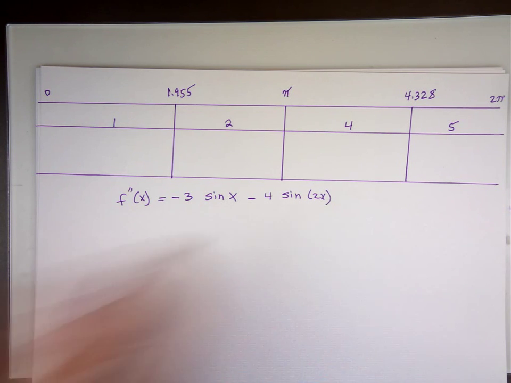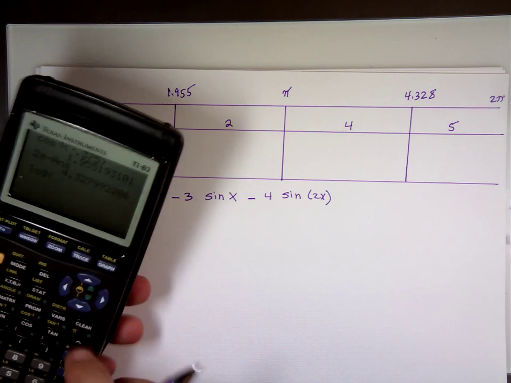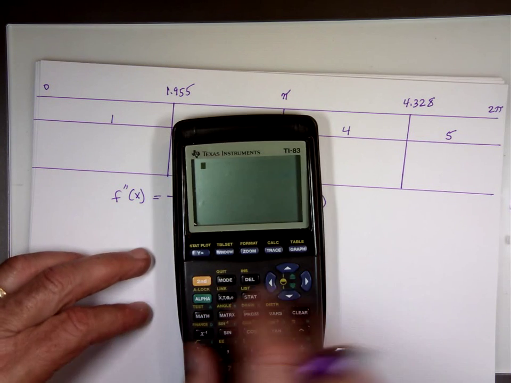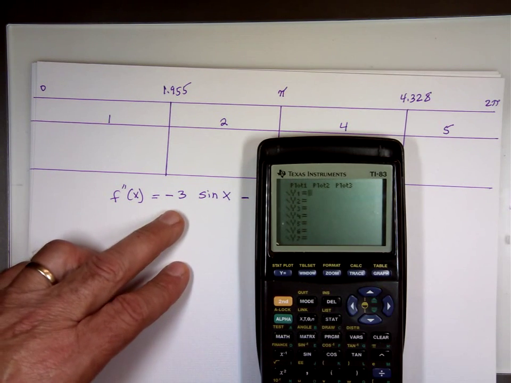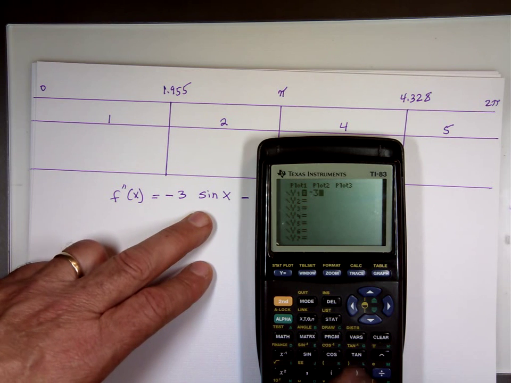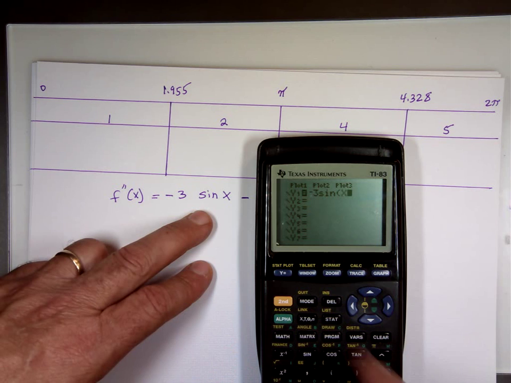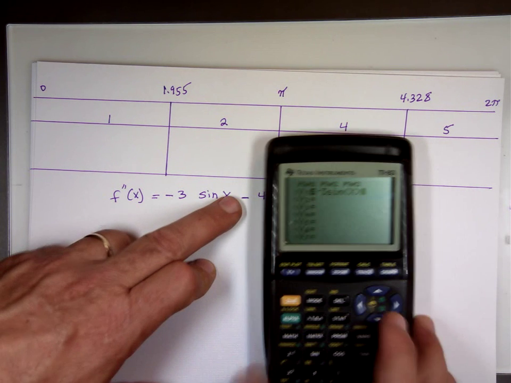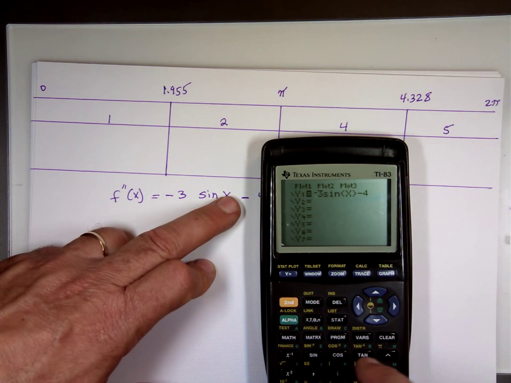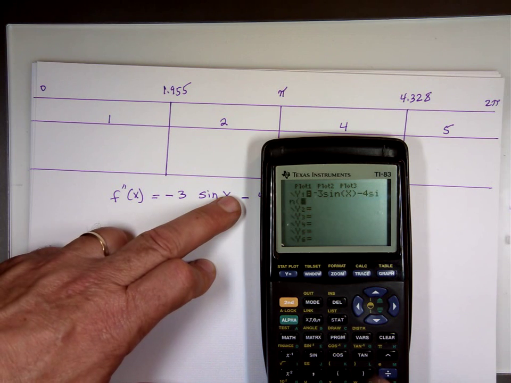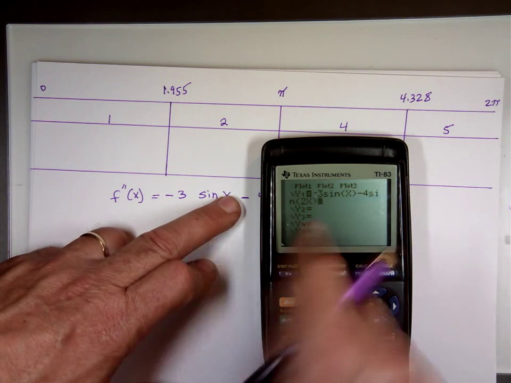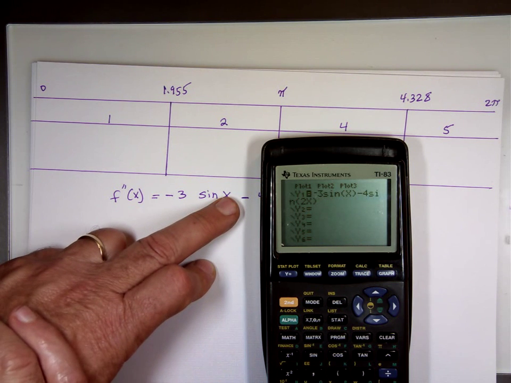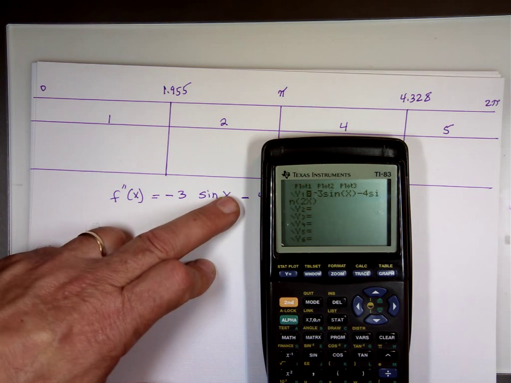And let me cheat here. I'm going to pretend I'm going to graph this, but I'm not really going to graph it. I'm going to go to the table here. I'm showing you how I'm cheating here. Sine of x minus 4 sine 2x. I'm pretending I'm going to graph it, but I'm not going to graph it. I'm done with it. So I'm good.